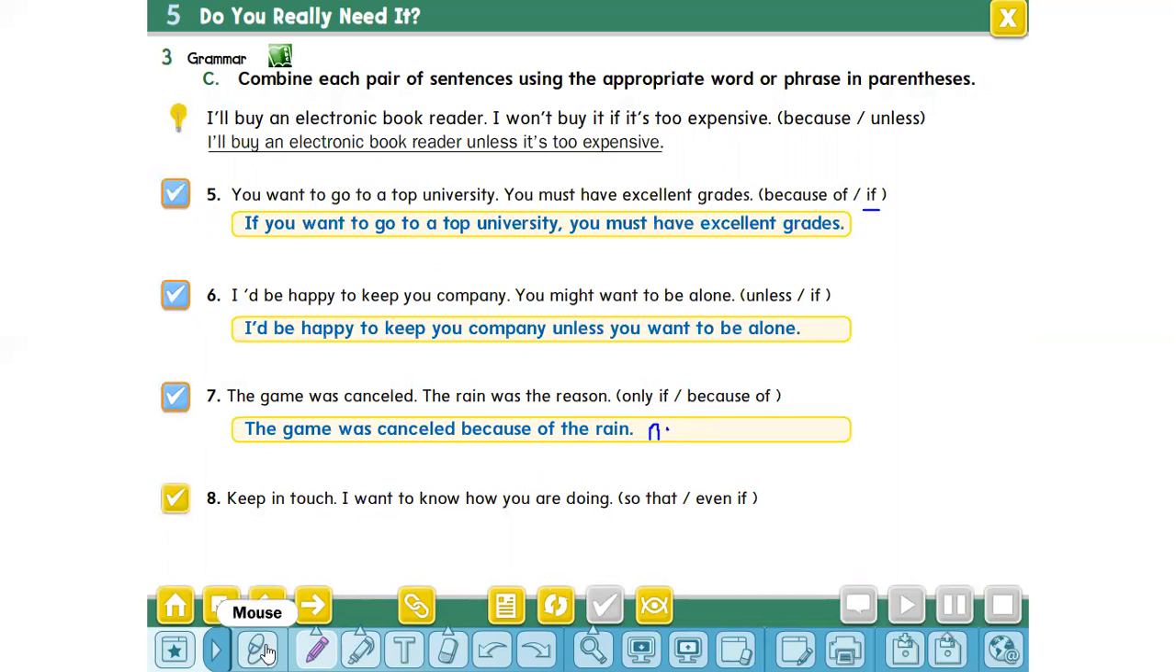The last sentence, number 8, keep in touch. I want to know how you are doing. Excellent. So that. It gives information about the purpose. Keep in touch so that I know how you are doing.